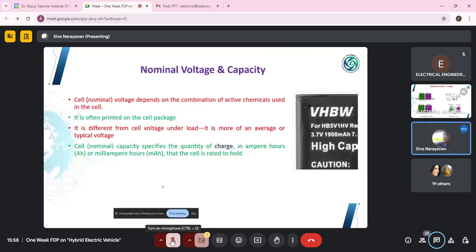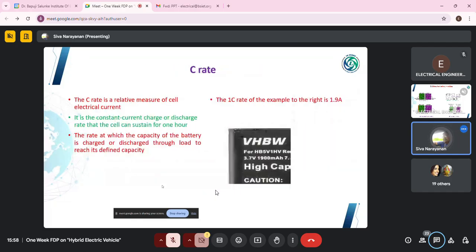Okay. So nominal voltage and nominal capacity. This is what I was discussing with you first. Whenever you open any battery, you can find the nominal voltage and the nominal capacity. Here the voltage is given in volts and the capacity is given in milliampere hour.